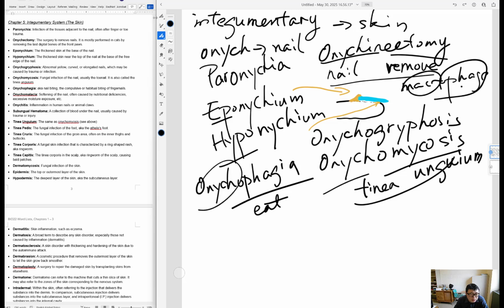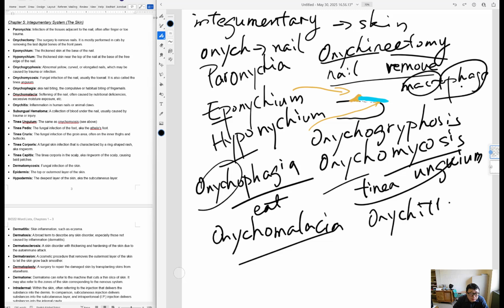Compulsive is kind of complicated. Let's see. Soft nail is mostly because of nutrient deficiency, and many nutrient deficiencies cause this, or just putting fingers in water for too long. Then there is inflammation of the nail.